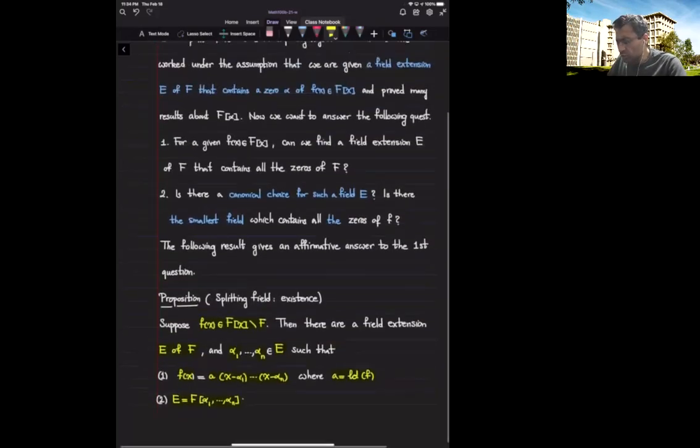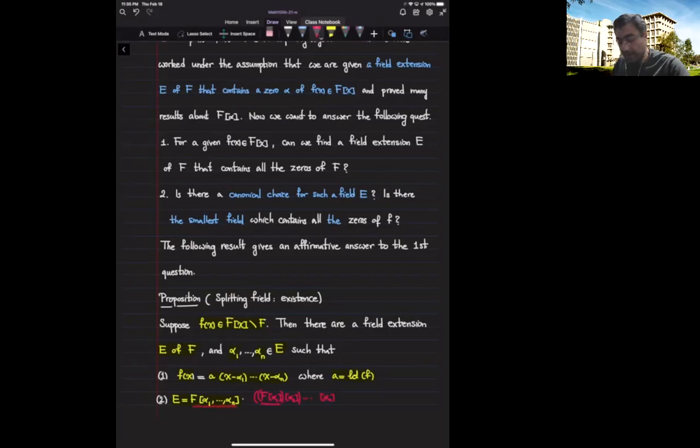So there are multiple ways, at least two different ways, of thinking about this ring F bracket alpha 1 through alpha n. One way is saying that I'm adding these alpha i's one after another. So this was the smallest ring that contains F and alpha 1. Then I'm adding alpha 2 to this. So this would be the smallest ring that contains F, alpha 1, and alpha 2, and so on. So this is one way of defining this notation.